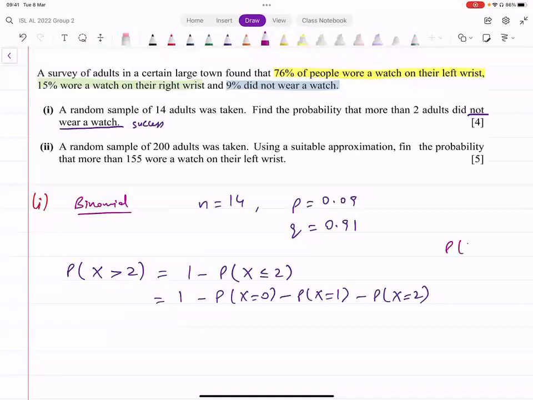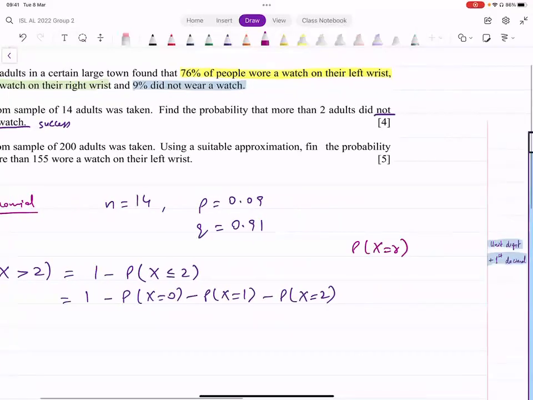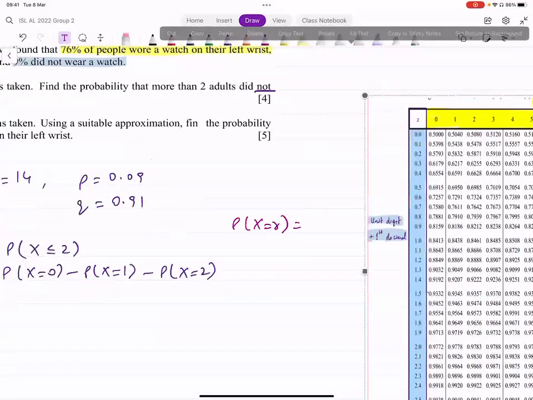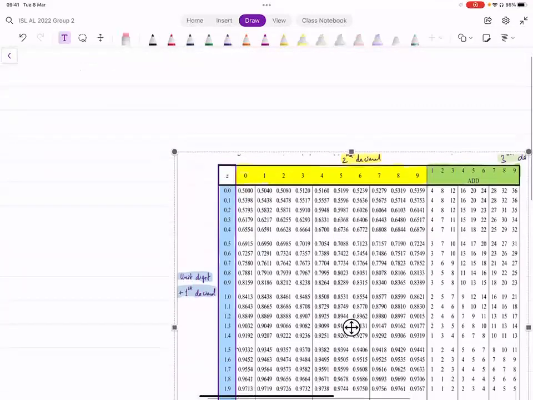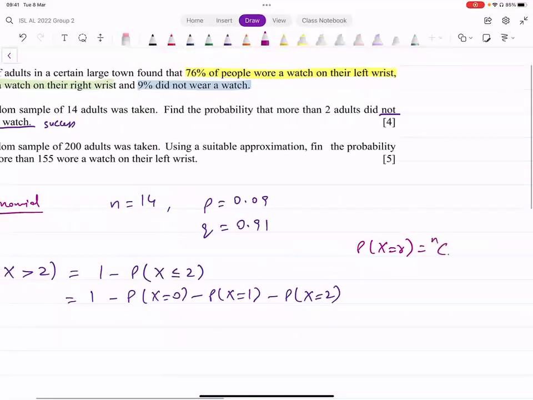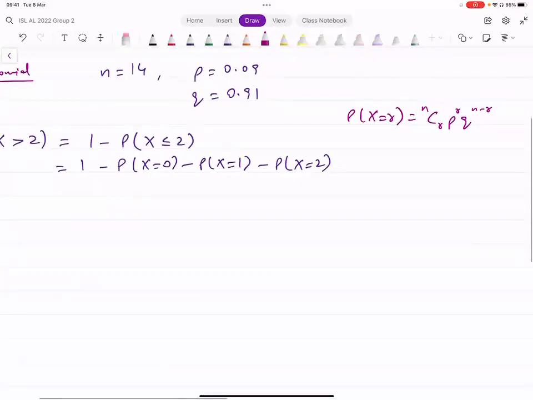What's the formula that we've got for binomial? Probability of X equals R equals nCr, p raised to power r, q raised to power n minus r. That's the formula that we've got for binomial distribution. For probability of a binomial distribution. How do we find these values now? Just input n, r there in the formula.